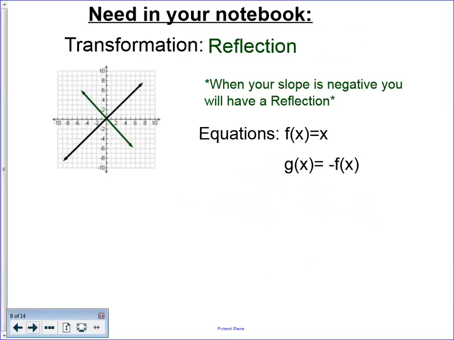All right, so next thing you want to do is go ahead and write down reflection. Whenever I have a reflection, that means my slope is negative. So if I have a negative f of x, that tells me I have a reflection, and while my black line here is going in the positive slope direction, the green line is a negative slope. So negative slope is a reflection, positive slope is not.